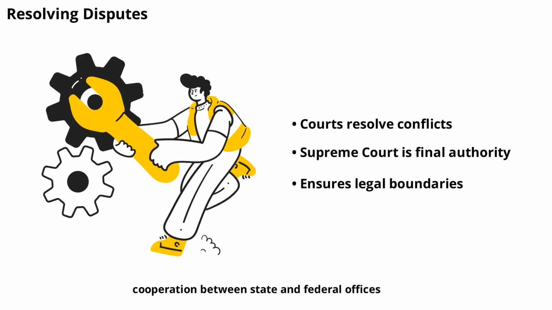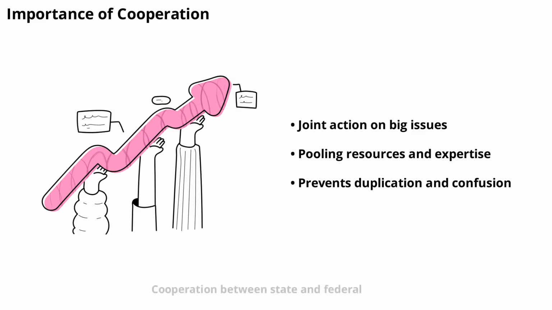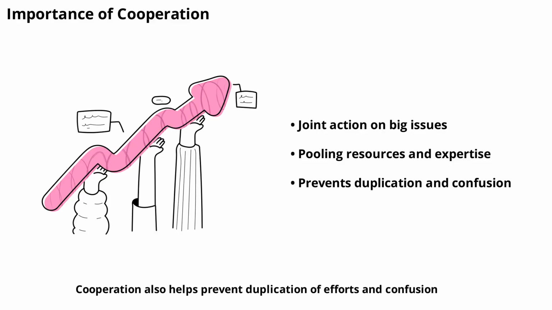Next, let's discuss the importance of cooperation between state and federal offices. Cooperation between state and federal offices is essential for effective governance. Many issues, like public health, transportation, and disaster response, require joint action. By working together, both levels can pool resources, share expertise, and better serve the public. Cooperation also helps prevent duplication of efforts and confusion.